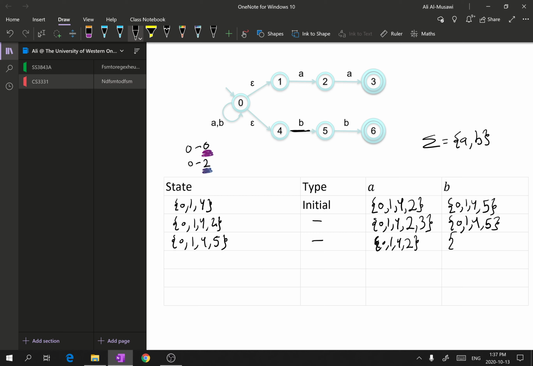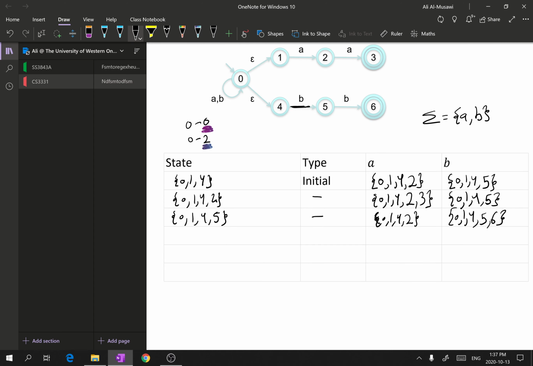Well, what about B? From 0, 0 plus the epsilon closure, so 0, 1, 4. What about 1? I can go nowhere, so nothing. From 4, I can go to 5. Epsilon closure of 5 is still 5, so nothing to add. From 5, I go to 6 on B, so I add 6, plus the epsilon closure of 6, which is 6, so nothing to add. Okay, now any new states?